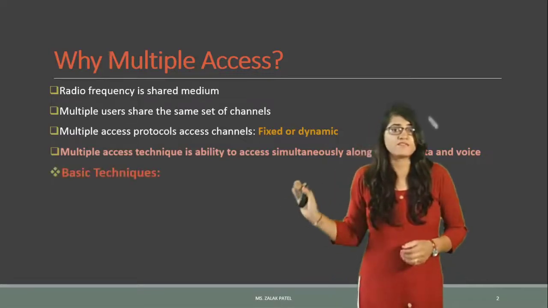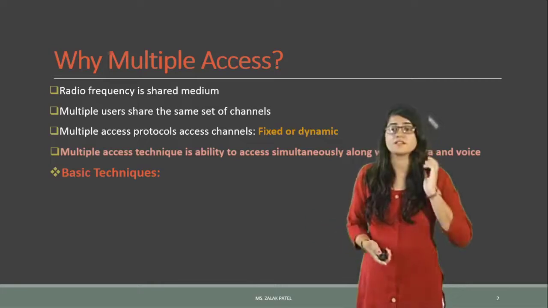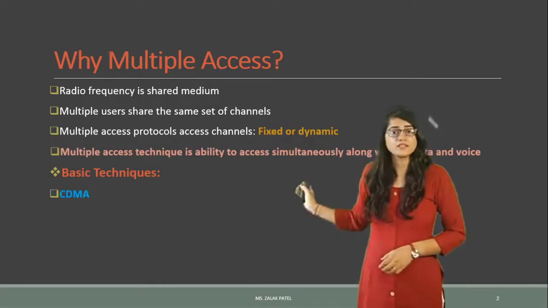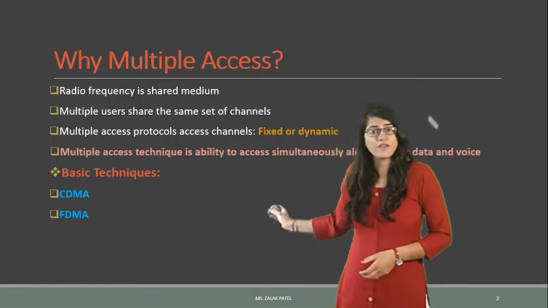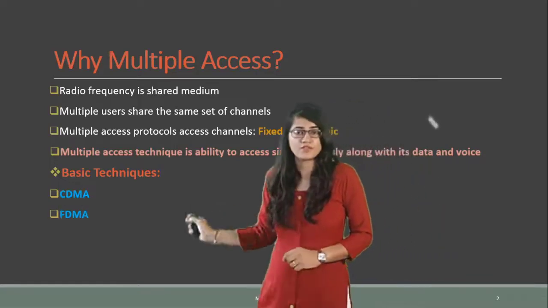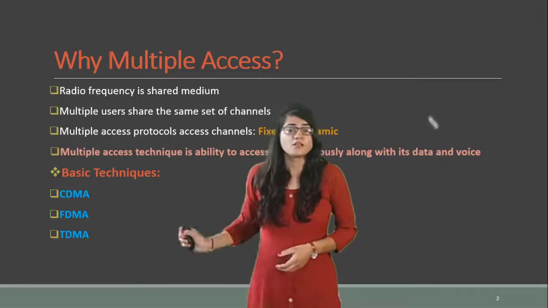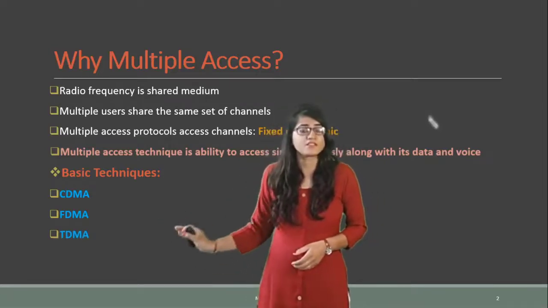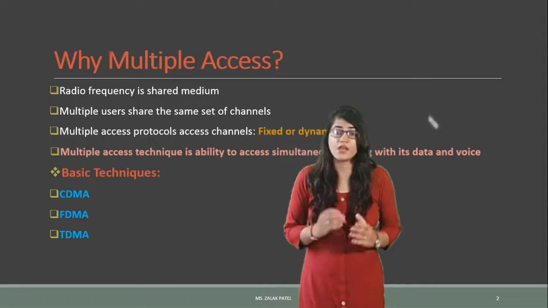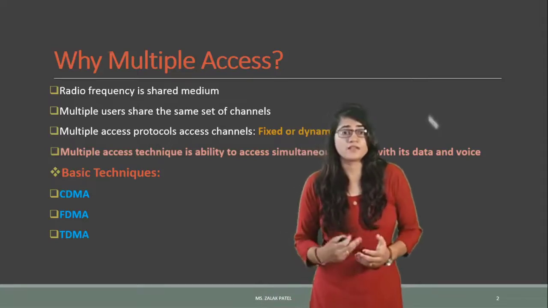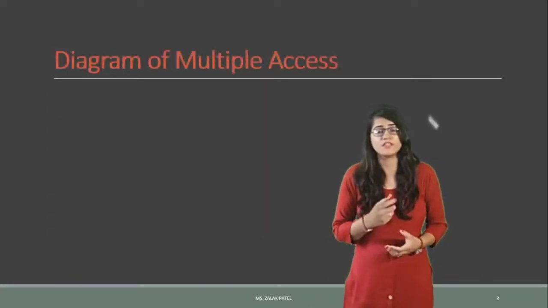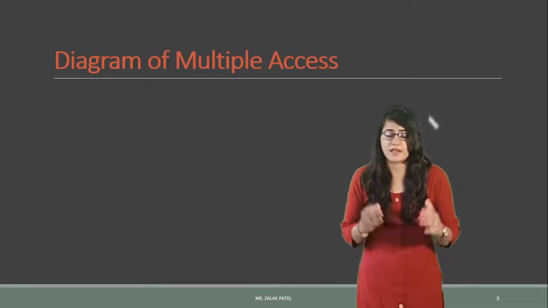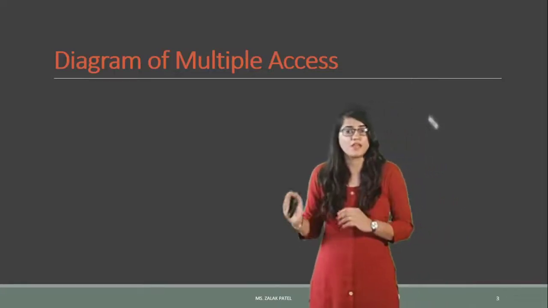Now, the basic classification of these multiple access techniques: the first one is CDMA, which means code division multiple access. FDMA means frequency division multiple access. The third one is TDMA, which means time division multiple access. I will explain all three techniques one by one. Let's start with the diagram of the multiple access techniques in the case of FDMA, TDMA and CDMA.